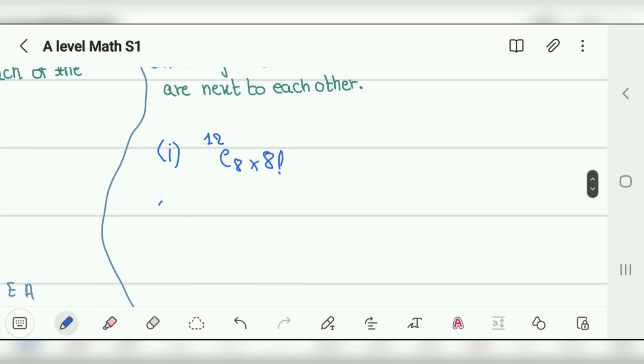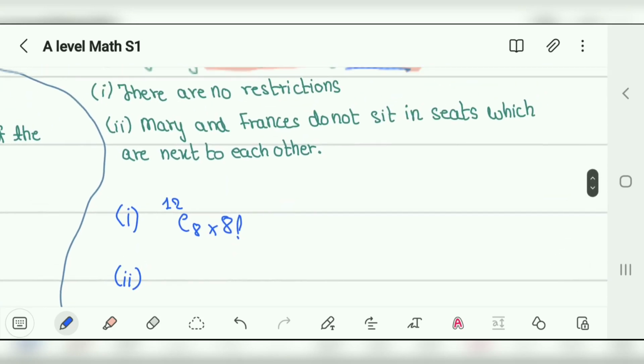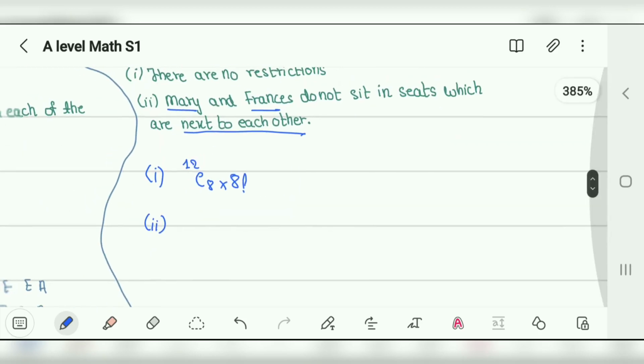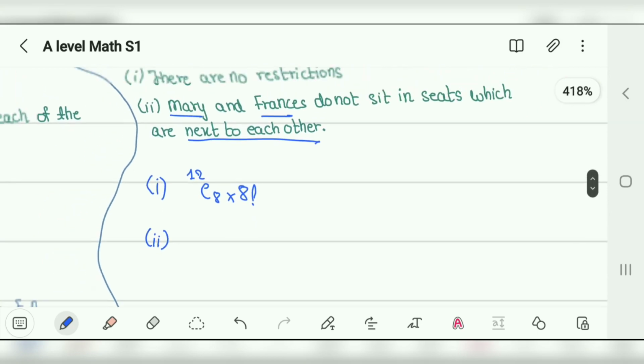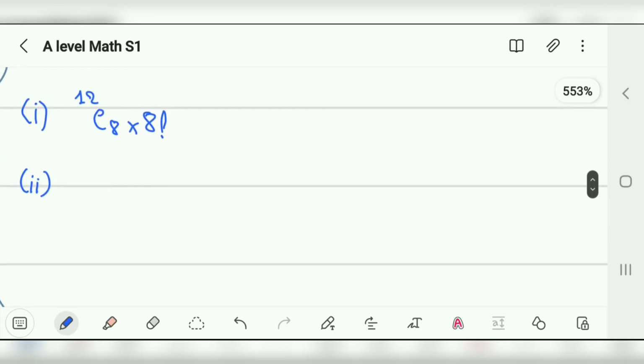This is part 1. Part 2 is Mary and Francis do not sit in seats which are next to each other. Okay. So Mary and Francis do not sit in seats which are next to each other. We can use the second method to resolve this because this is definitely very complicated. Let's suppose that Mary and Francis are together, right? So here's what we're going to do. Total minus together is equal to non-together.